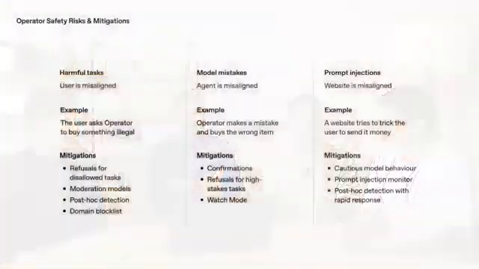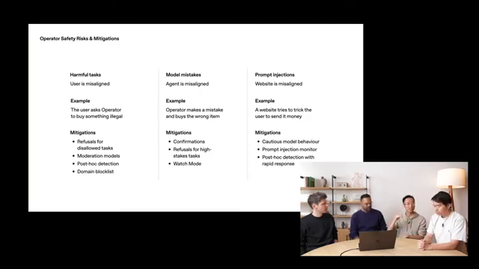The framework we used to think about this was one centered around misalignment. So for example, what if the user is misaligned? Maybe they're asking for a harmful task, like buy a weapon. In that case, fortunately, we've done a lot of work with ChatGPT to bring over a lot of the same mitigations. So for example, we refuse harmful tasks, including harmful agentic tasks. We have moderation models, we have post-hoc detection, we have blocked websites. I'm rattling off these mitigations, but that's really how we think about it. It's this stack of mitigations that each incrementally reduce the risk to the point where we feel comfortable deploying.